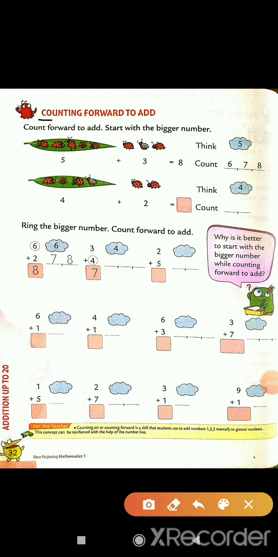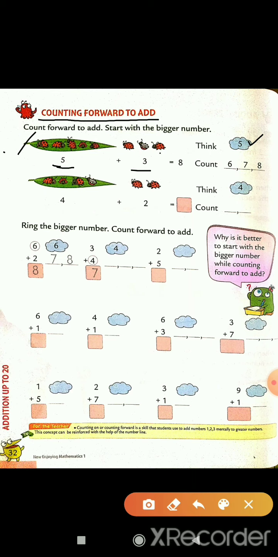Next topic is counting forward to add. Count forward to add, start with the bigger number. Here we have to write the bigger number first and then we have to count forward. In the first example, 5 plus 3, which is the bigger number? 5. So we need to write here 5.